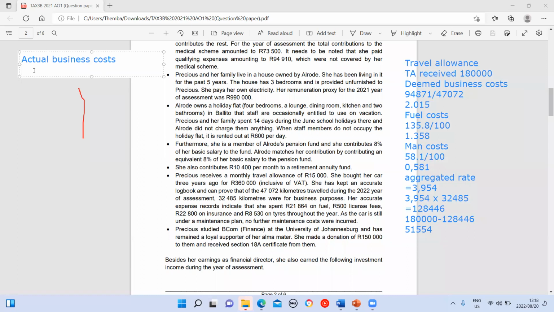Simply take 360,000 divided by 7, which will be equal to 51,429 for the year. Then after, what you'll do, you'll simply add these costs.